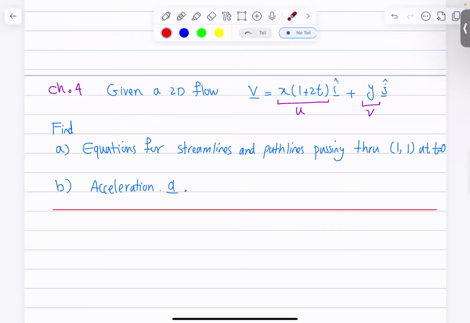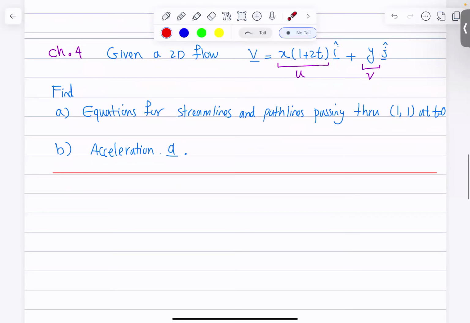Okay, and we know that this first term, because of the i hat, is the horizontal velocity u, and the second term, because of the j hat, has to be the vertical velocity v. So we're going to start with that. We will start with the streamline.